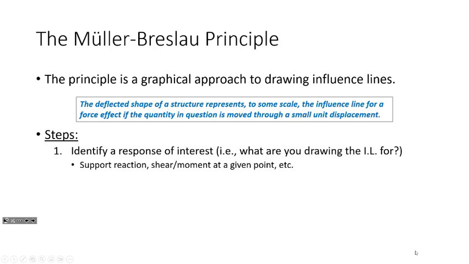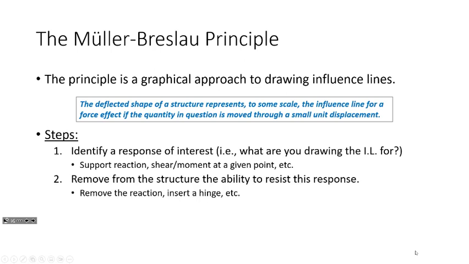What you then need to do is take that structure and remove from the structure the ability to resist that. So, for example, if I was looking at this beam right here, let's say I was trying to draw an influence line for that reaction, okay? What I do is I take the structure, and I remove that roller, okay? Now let's conceptualize this a little bit, okay? This structure is statically determinate. If I remove the roller, what does it become? Somebody said it, I heard it.